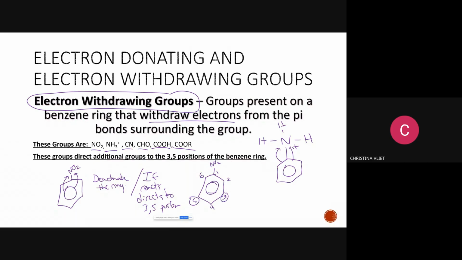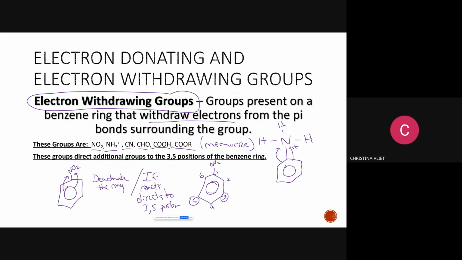Here or here. So that's where your electron withdrawing groups will direct other groups to. And so I wanted to bring this up before we even started the reactions because Cambridge wants us to compare benzene's reactions versus methylbenzene's reactions. And in order to do that, you have to know that methylbenzene is electron donating in nature. And again, these would have to also be memorized, the electron withdrawing groups. Three, 5 position.